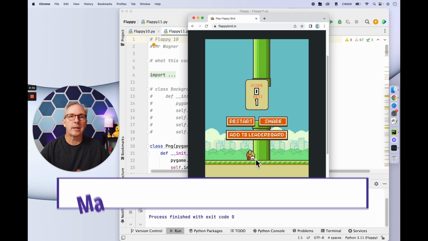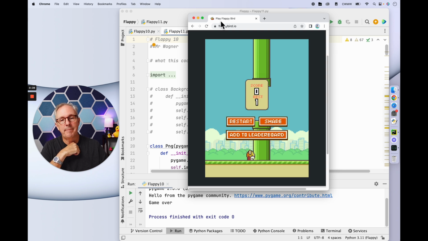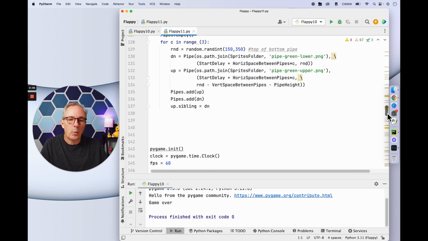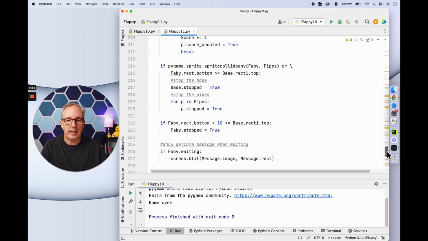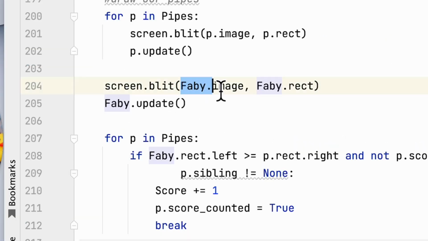Basically we need to figure out how to get his angle to work. And in order to do that, there's one key point I need to explain. When we draw Fabby down here, I want you to notice we're always drawing the image with whatever rectangle we're in. So there's the image and there's the rectangle.